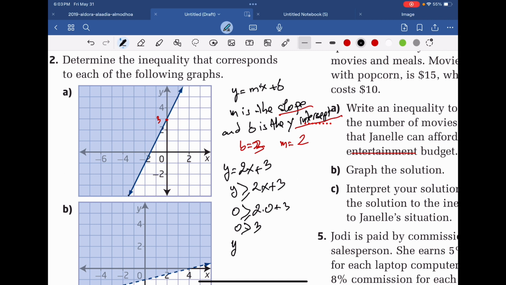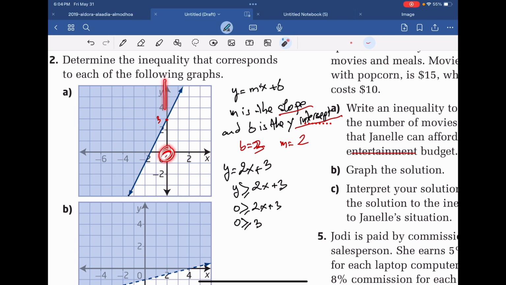So let me try with a point. For example, I will take a point from here. This is my equation. Let me guess y is greater or equal to 2x plus 3. If I put 0 there, 0 is greater or equal than 3, which is not true. So my point 0, 0 will not be included.